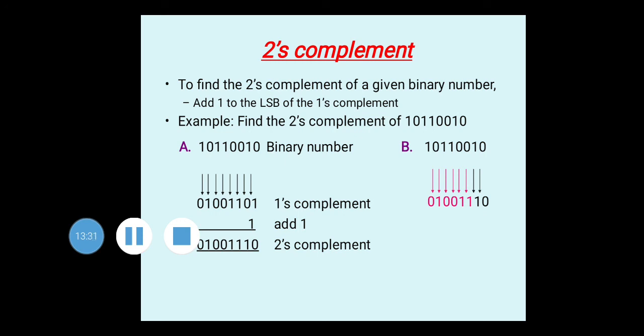Again the second example is here, B. The given binary is 10110010. So here I have converted it into the ones complement form. You are going to add this with binary 1 and let me know the result of it. That means the twos complement answer should be given by yourself.